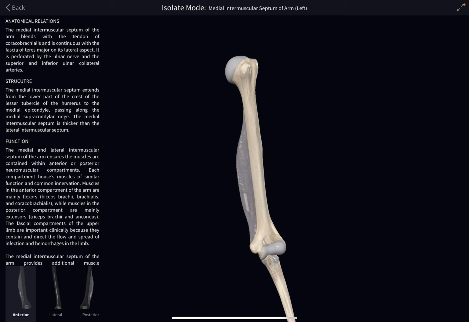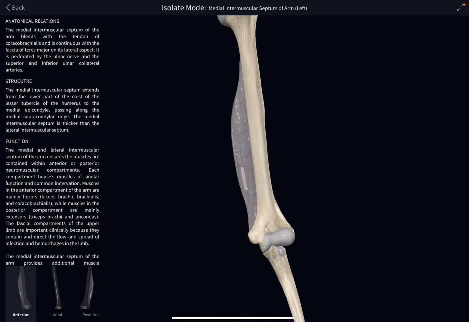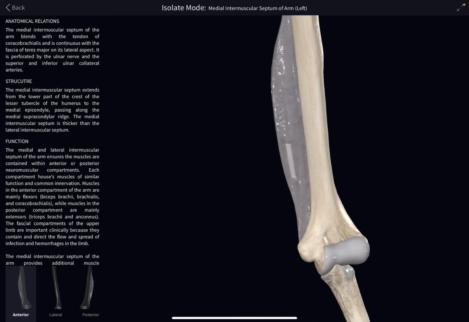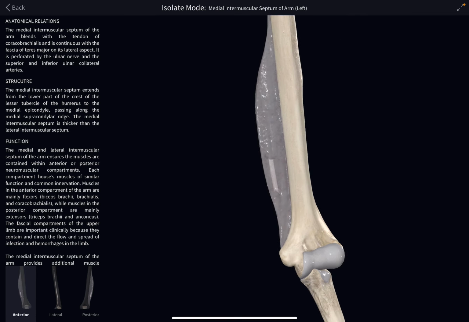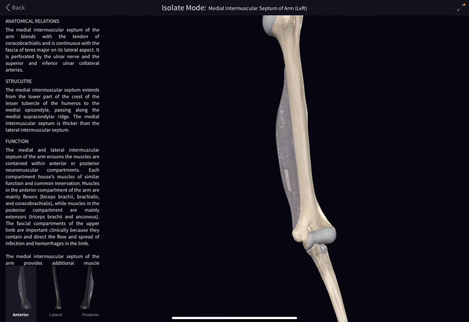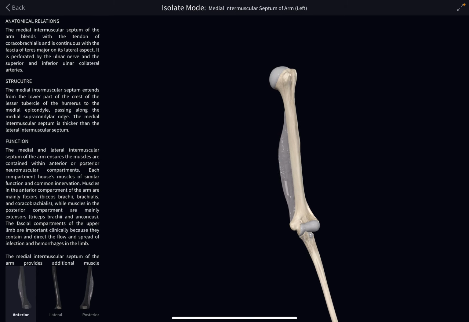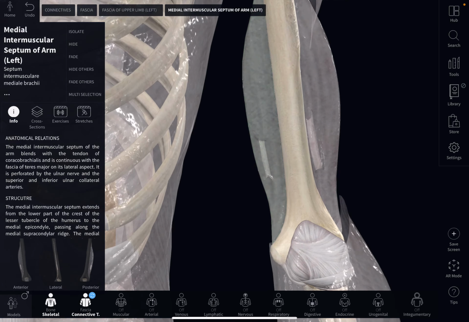So this septum is attached tightly to the lower part of this border, where it is called the medial supracondylar ridge, and the medial supracondylar ridge provides attachment to the medial intermuscular septum, which intervenes between the flexor and extensor compartment of the arm. Okay, so next to this, almost close to the middle, the medial intermuscular septum is pierced by one nerve and an artery, that is the ulnar nerve and the superior ulnar collateral artery. You can see this opening here.